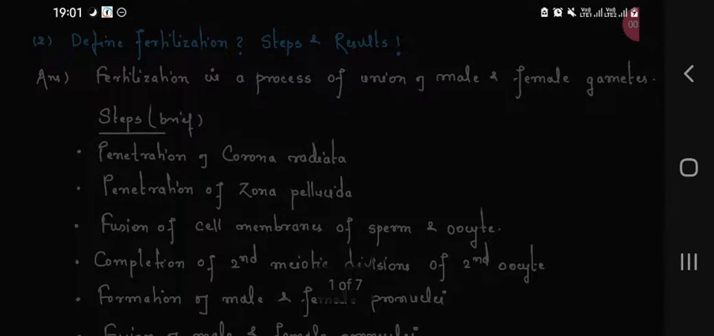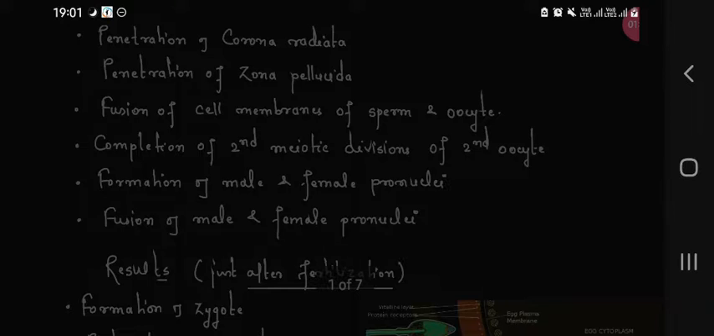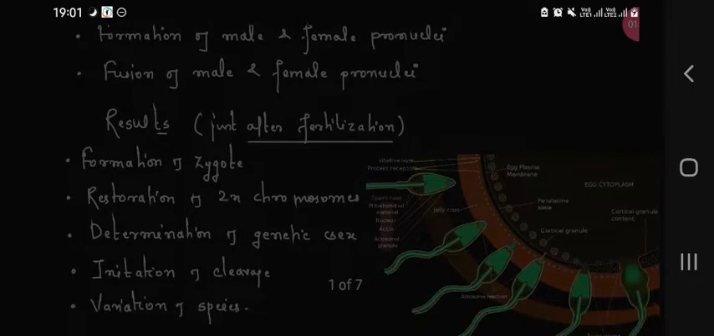Okay. Define fertilization, steps and results. Fertilization is a process of union of male and female gamete. Steps in brief are penetration of corona radiata, penetration of zona pellucida, fusion of cell membranes of sperm and oocyte, completion of second meiotic division of secondary oocyte, formation of male and female pronucleus, fusion of male and female pronucleus.